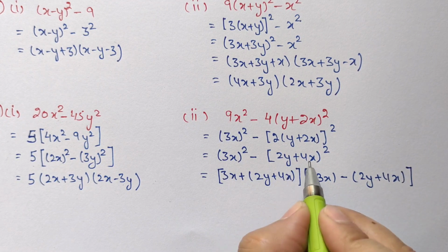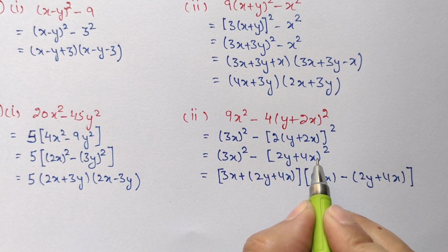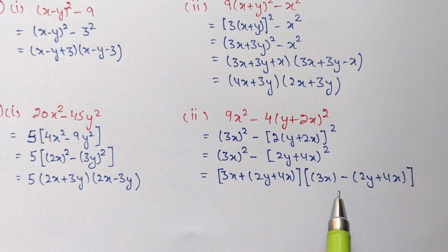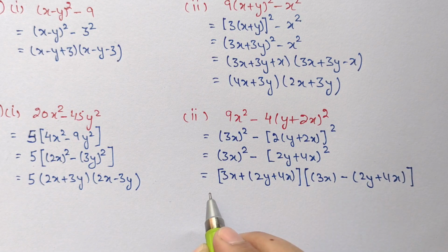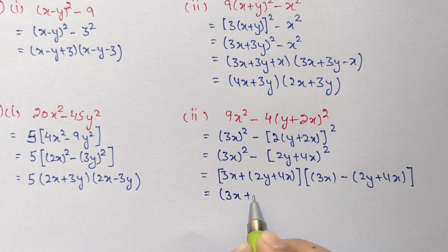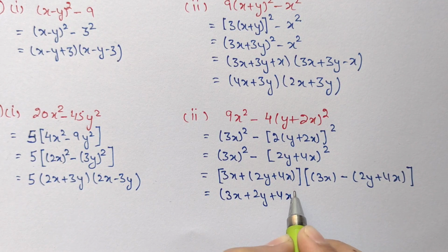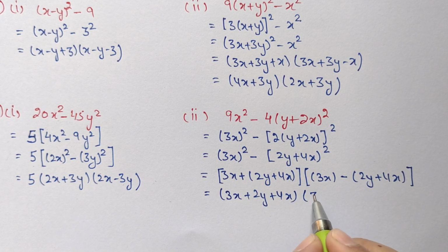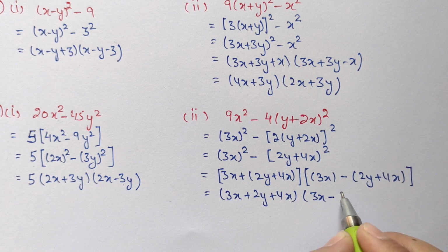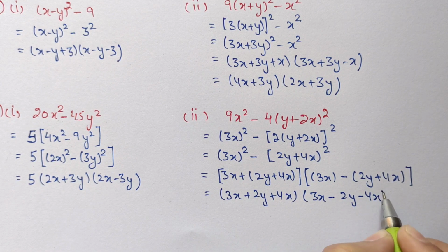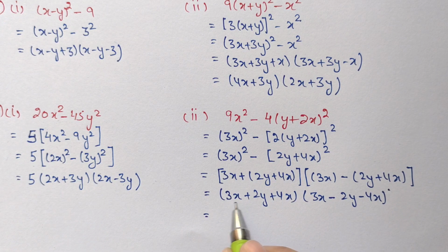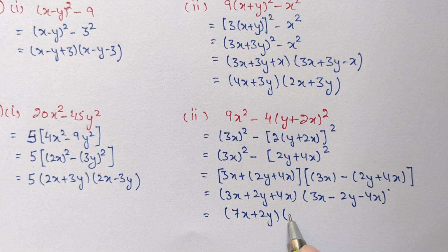So if you have two terms like this, one term in the second place, please keep it in the bracket, especially when you have a minus symbol. Now remove this bracket: 3x plus 2y plus 4x. When it is plus, there is no change, but when it is minus, then the symbol will change. It will become minus 2y minus 4x. We can simplify 3x plus 4x, 7x plus 2y, and here 3x minus 4x is minus x minus 2y.